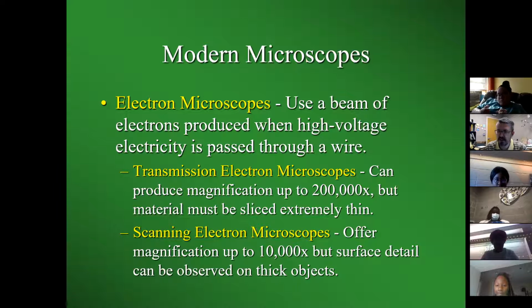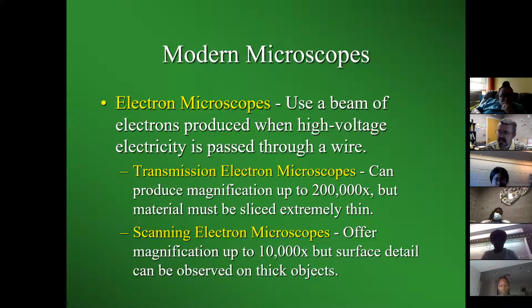Electron microscopes use a beam of electrons that are produced with a high voltage electricity when you pass it through a wire. And there are 2 kinds of electron microscopes. One is transmission electron microscope, and they can produce magnification of up to 200,000 times. But for this to be done, it has to be sliced extremely thin. So if you're looking at a cell, you actually have to slice that cell in very thin little pieces to be able to see anything. And I may not show pictures of that, but you can find pictures of TEM specimens.